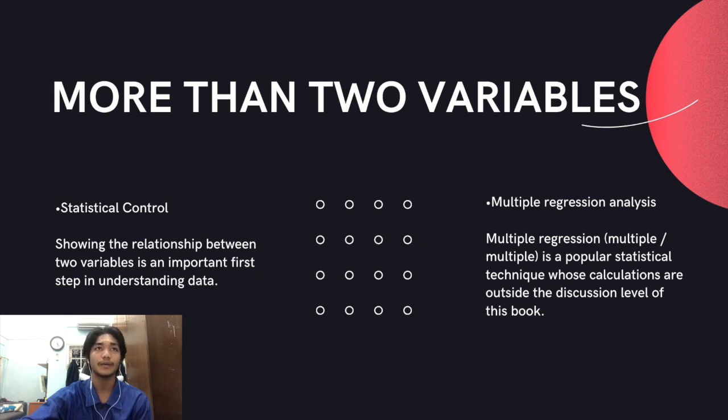Showing the relationship between two variables is an important first step in understanding data. Multiple regression analysis. Multiple regression is a popular statistical technique whose calculations are outside the discussion level of this book. Inferential statistics. Purpose of inferential statistics. Inferential statistics are based on probability theory to formally test hypotheses, making it possible to draw conclusions from a sample about a population and test whether descriptive results tend to be caused by random factors or a real relationship. Statistical significance. Statistical significance shows the probability of finding a relationship in a sample when there is no relationship in the population. Level of significance.